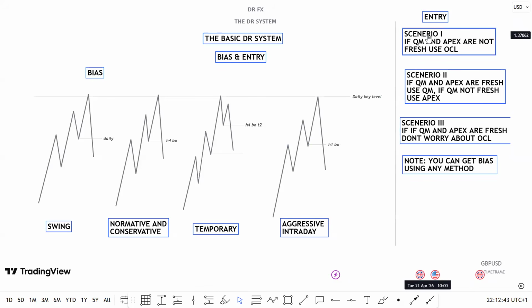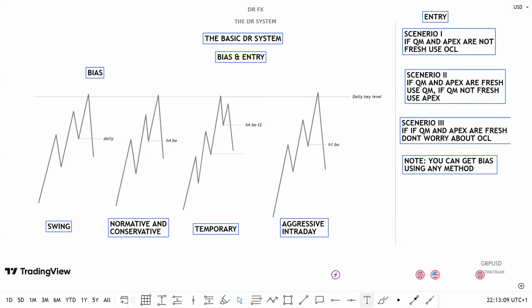Scenario 1, after direction. All these things I'm talking about, they come afterwards, after direction. Scenario 1: if QM and Apex are not fresh, use the OCL.